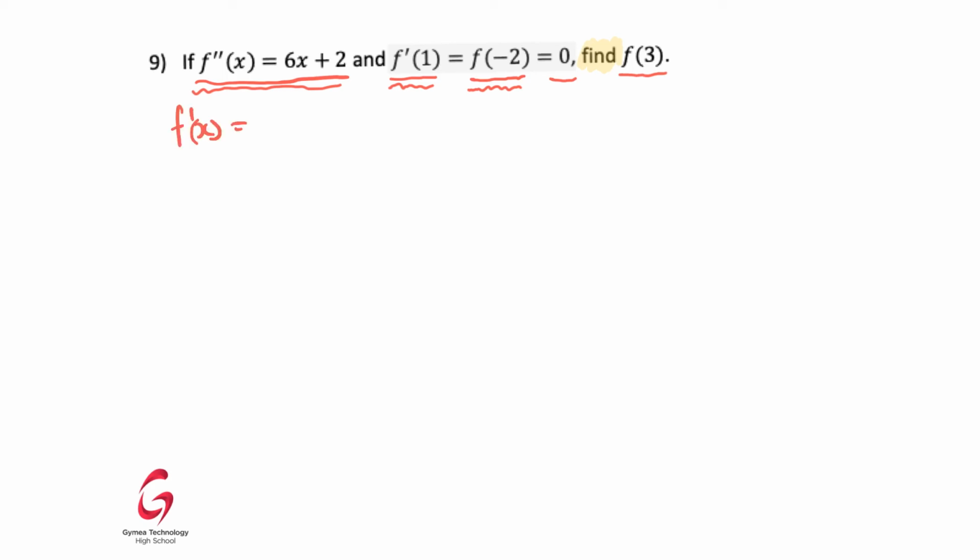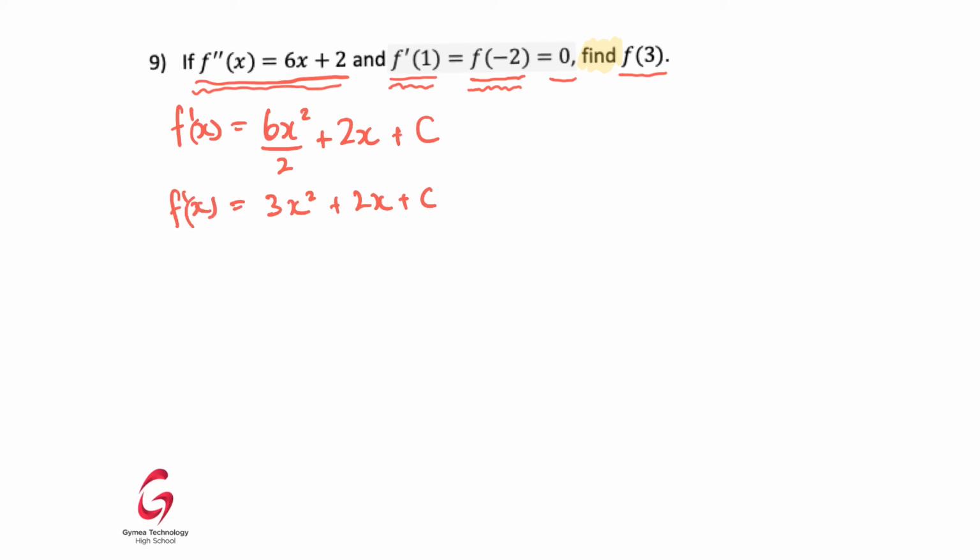All right, if we start with that second derivative being 6x plus 2, this means the first derivative is going to be 6x squared divided by 2 plus 2x plus a potential number on the end, that constant. If I just tidy this up a little bit, it leaves us with 3x squared plus 2x plus c. And that's our first derivative.